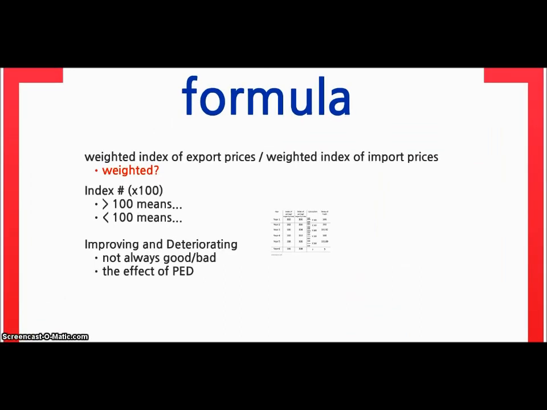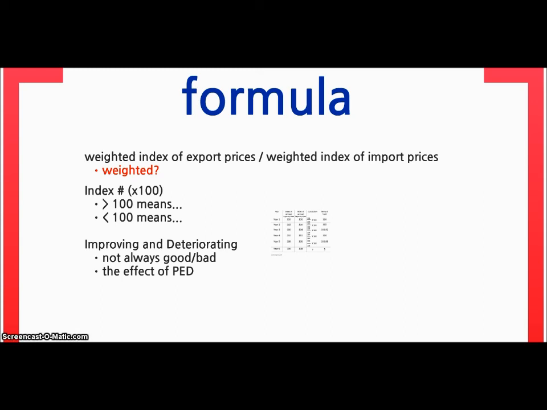So the formula, it's just an index number, and what you start off with is a weighted index of export prices. Again, in this case, weighted means that you're going to give some products a higher value than other products. So you're probably going to weight something like oil prices relatively high if you're a country that imports a lot of oil. If you're a country that imports a lot of machinery, or a lot of food, maybe those kinds of items would get a higher weight in your terms of trade.